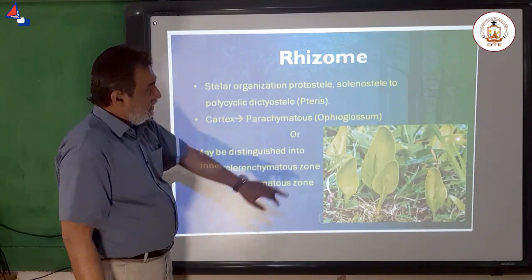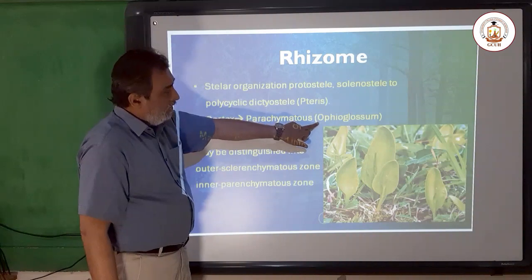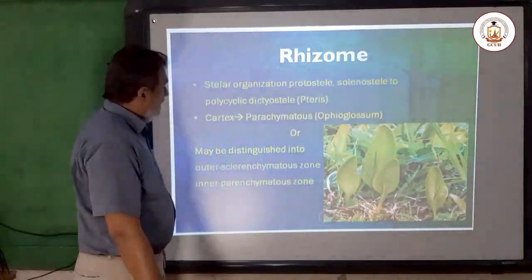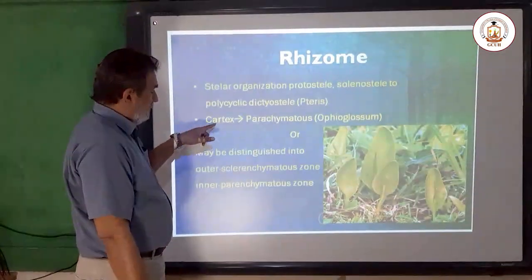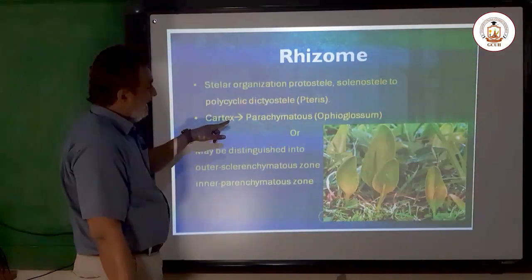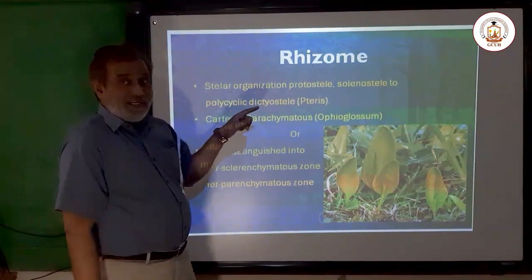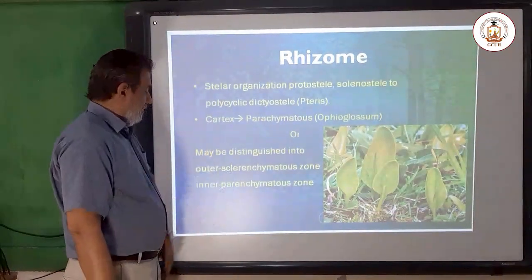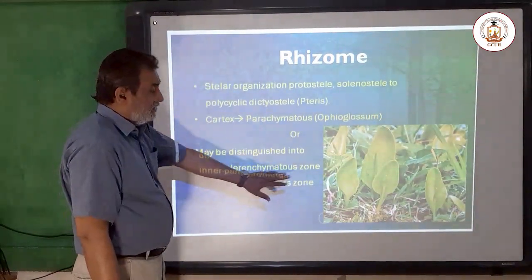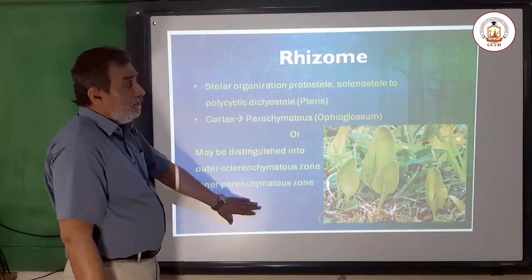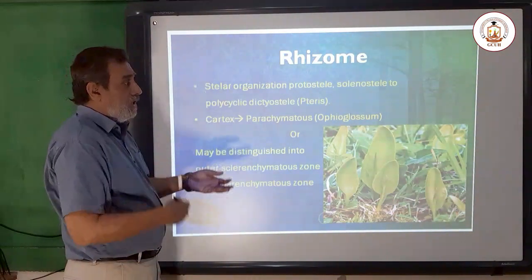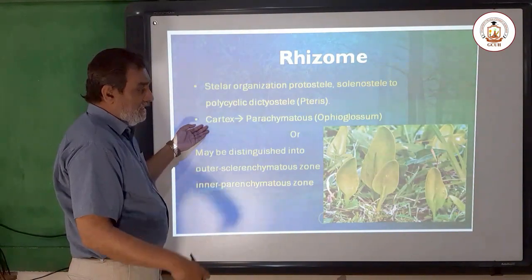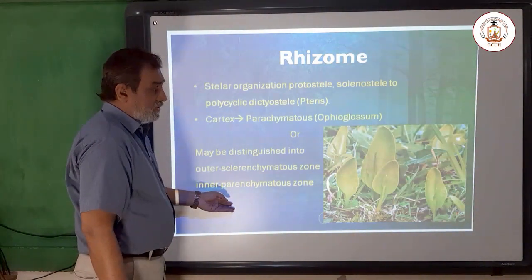If you look here, especially in Ophioglossum, these are the plants of Ophioglossum. In the cortex, parenchymatous tissues are present, and they may be distinguished into an outer parenchymatous zone as well as an inner parenchymatous zone. Somewhere the parenchymatous tissues are present on the outer side.